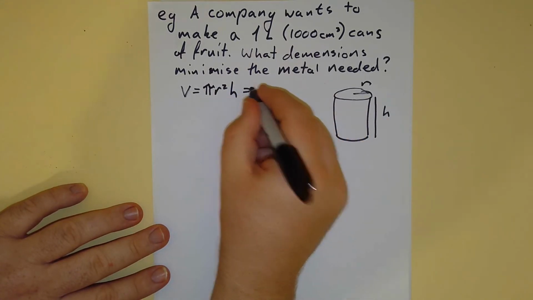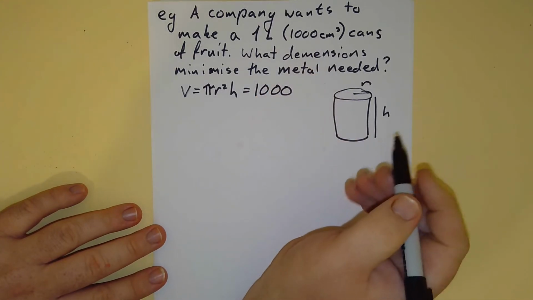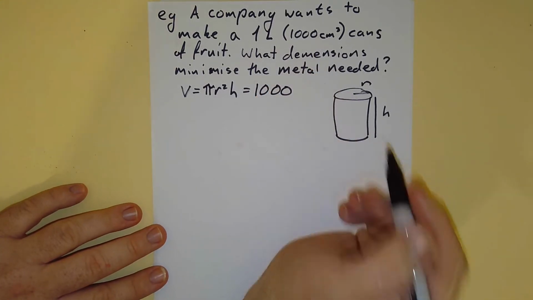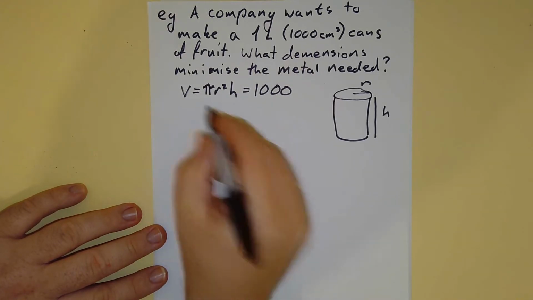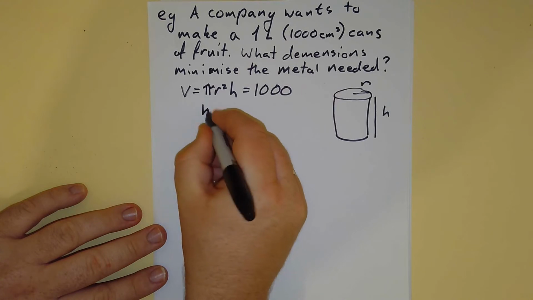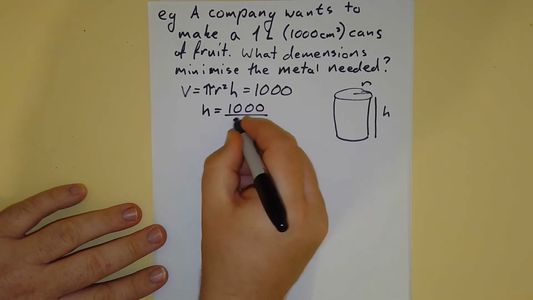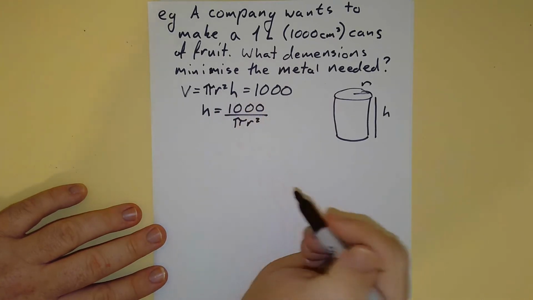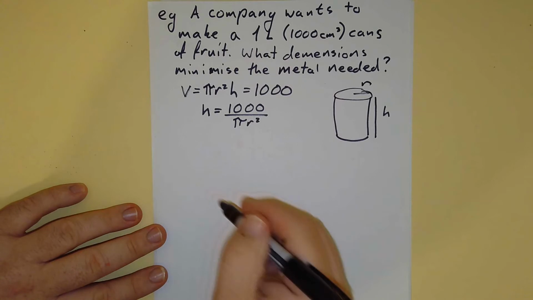And we want that to equal 1,000 cubic centimeters. We're going to use the units of centimeters here. Now I'm going to rearrange this because it's a little bit easier, but I could do it later. I'm going to make it h equals 1,000 over pi r squared. I'll make h the subject because in a moment you'll see that this is the easier way to go.